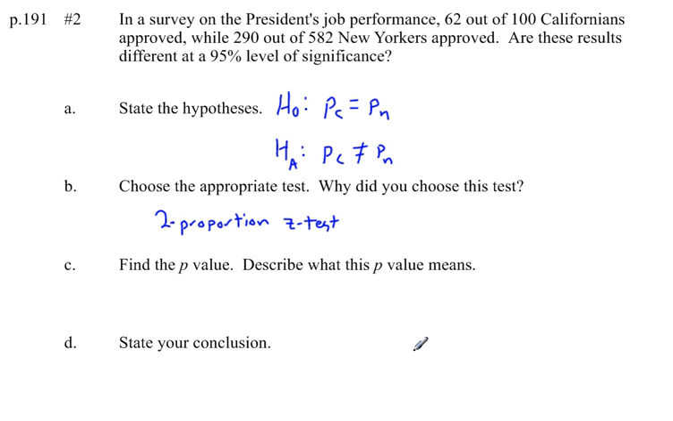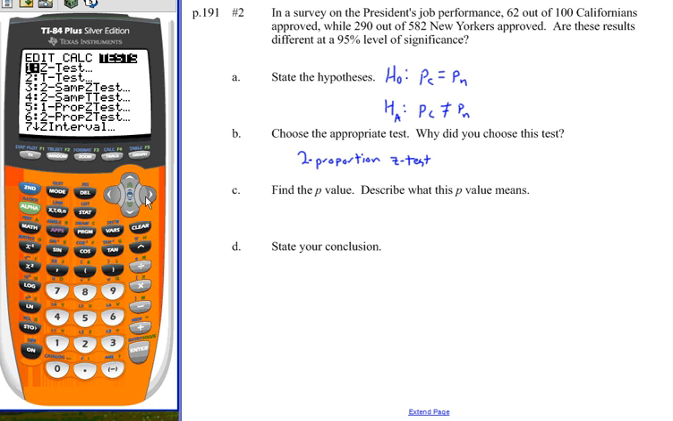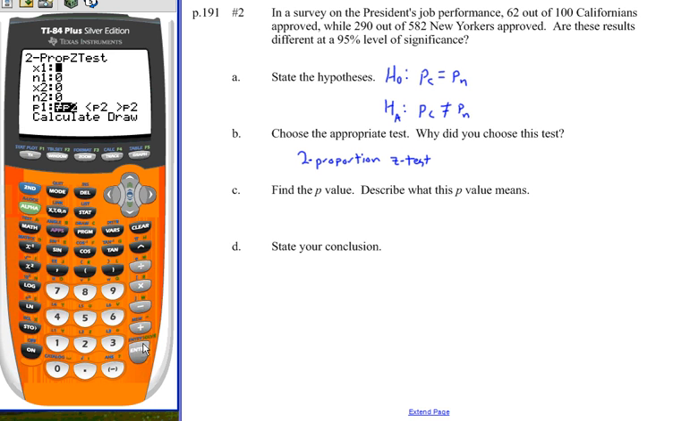Okay, now at this point we could use a formula. We could pull out our calculator. Let's let our calculator do the work for us. So I'm going to press my stat key and go over to tests. Now if I look at the sixth choice in this list, it's two proportion z-test.